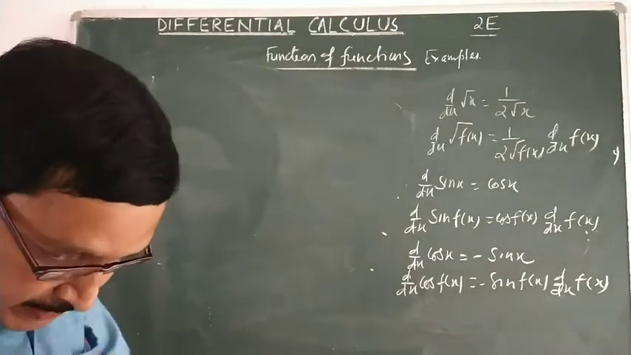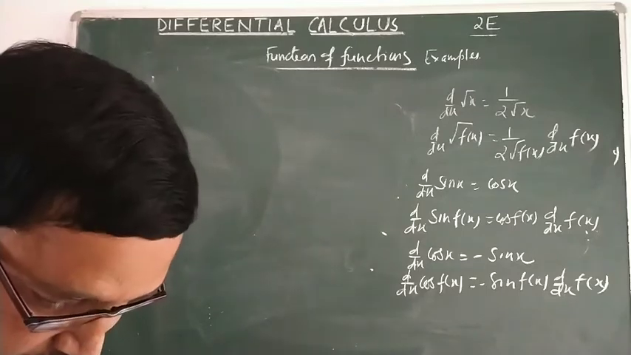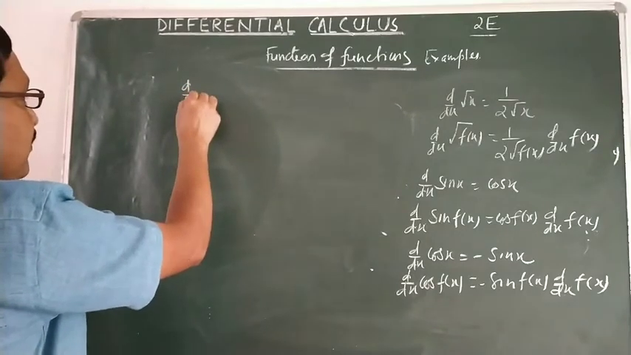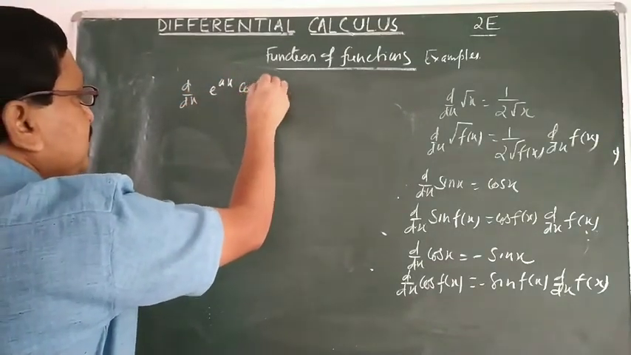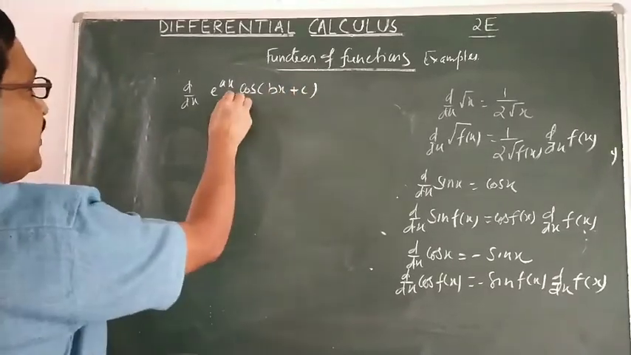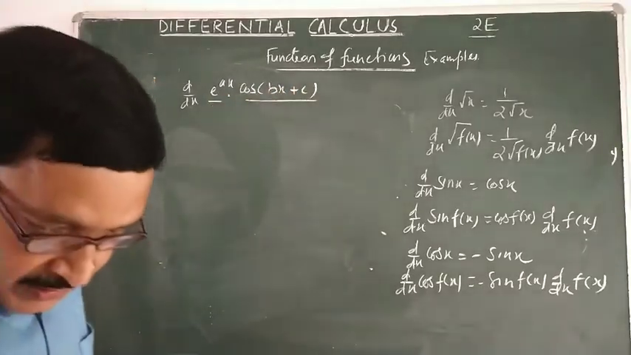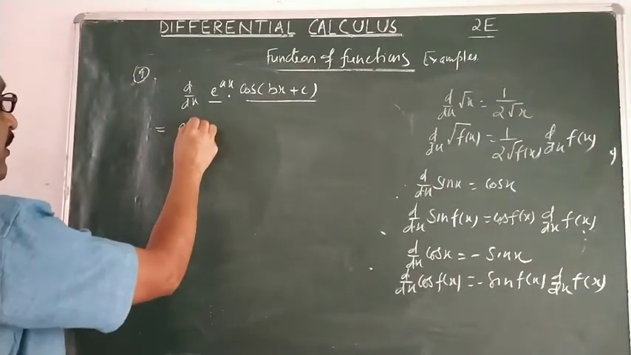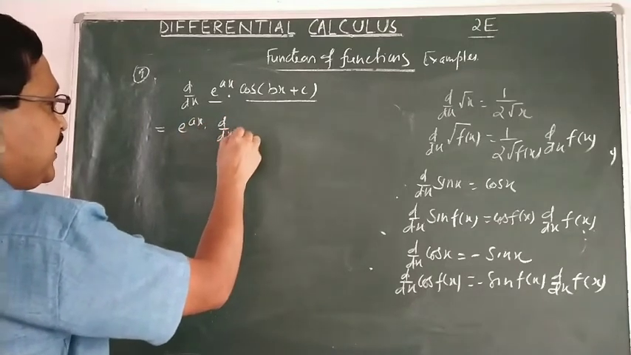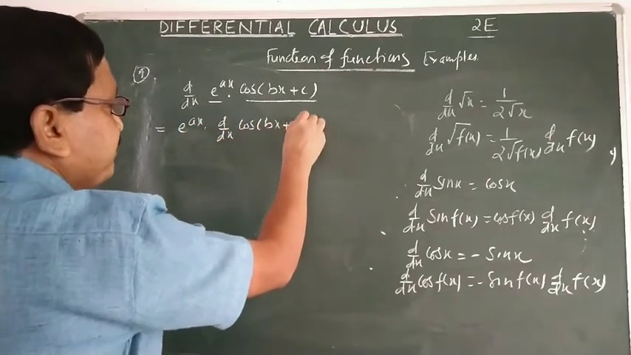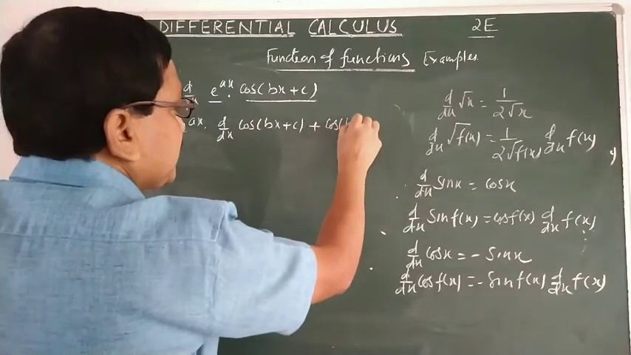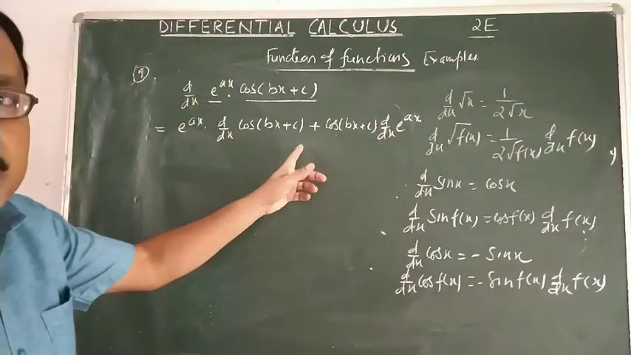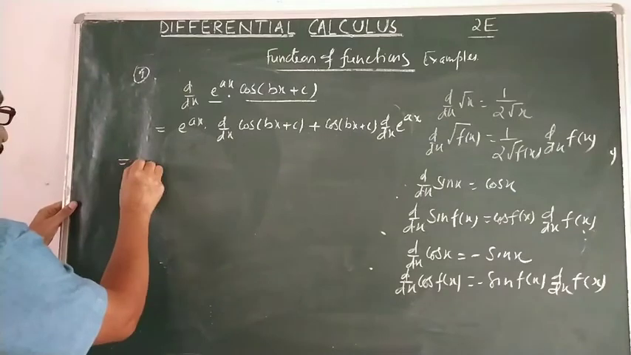Now next question, problem number 9: d by dx of e to the power ax cos (bx plus c). Again UV form. This is u and this is v. So this is the first function e to the power ax, d by dx of the second, cos (bx plus c), plus the second function cos (bx plus c) into d by dx of e to the power ax. This is according to the UV format.